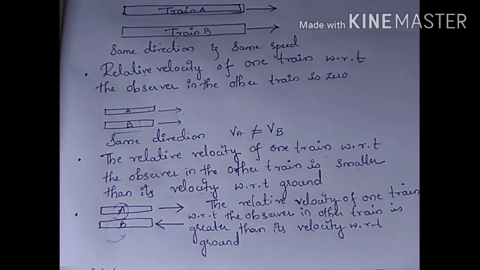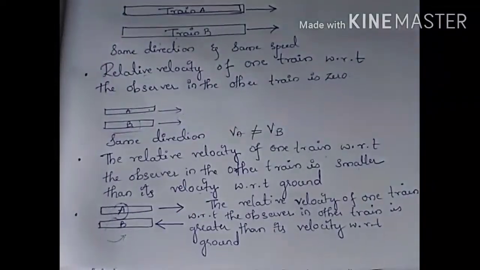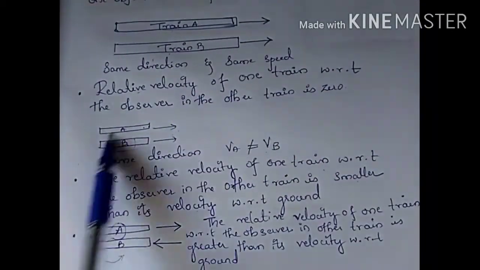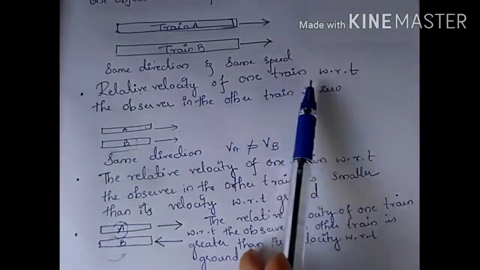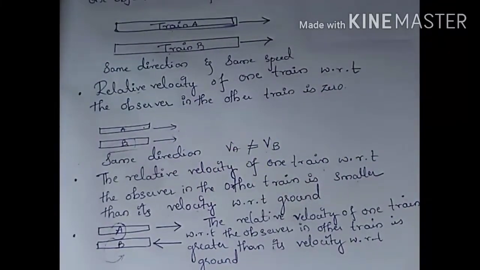So here we saw three cases. First, when two trains, train A and train B, are moving in the same direction and same speed, then the relative velocity of one train with respect to the observer in the other train is 0.